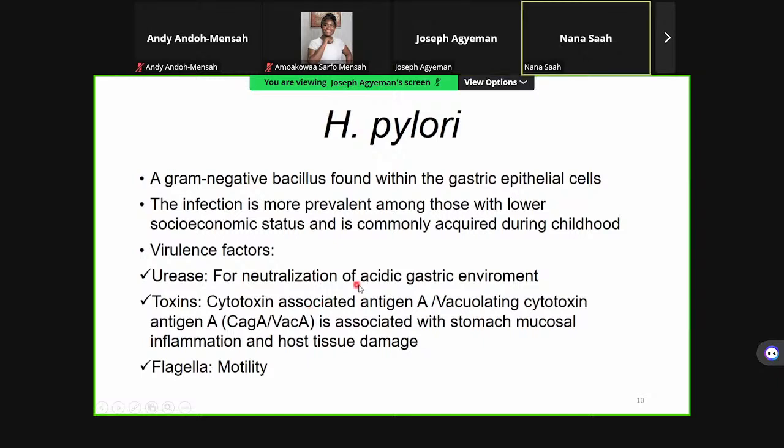pylori? Yes, please. Yes, okay. So write its name. It's a bad agent, very stubborn. So write the name, H. pylori. Always remember H. pylori.